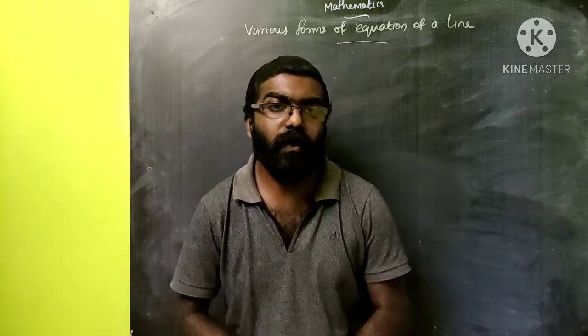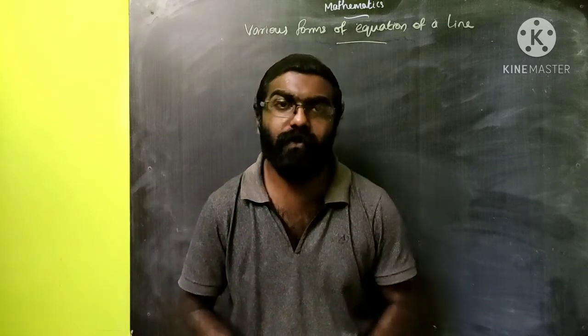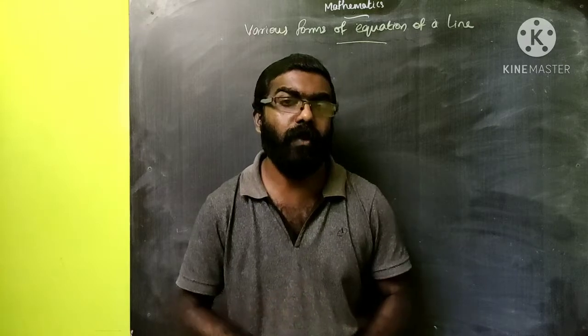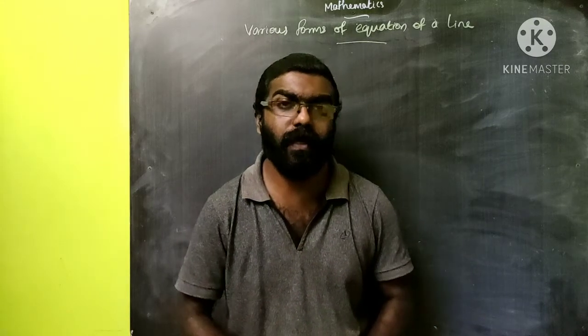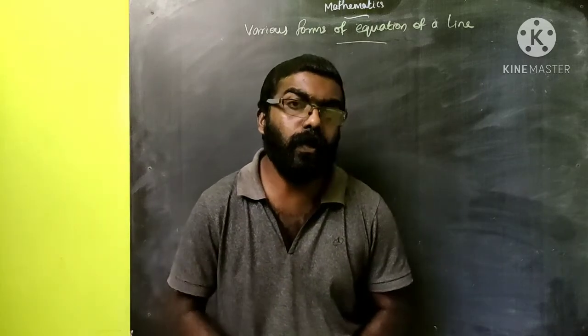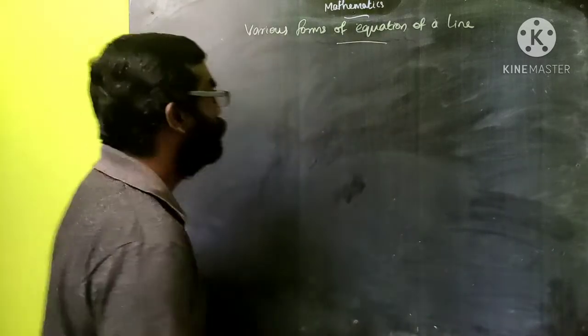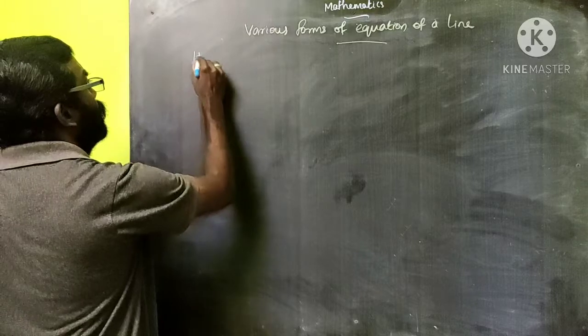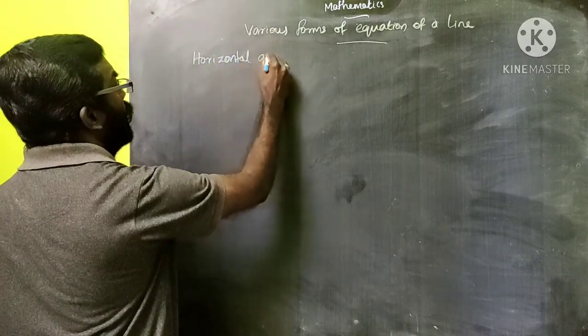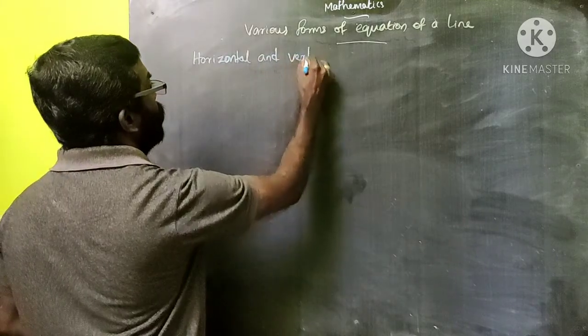In this video we are going to discuss various forms of equation of a line, and after that we will discuss exercise 10.2 of NCERT class 11 mathematics text. Let me start. First type is horizontal and vertical lines. Horizontal and vertical lines.